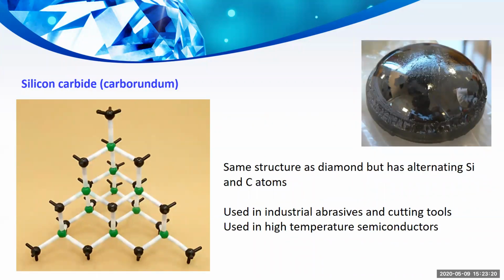There's silicon carbide. Silicon carbide has the same structure as diamond, but each alternate atom is a silicon atom, so it's a mixture of silicon and carbon. And this gives the silicon carbide semiconducting properties, so it's very useful for making semiconductors that can operate at very high temperatures. It's also used in industrial abrasives and cutting tools.